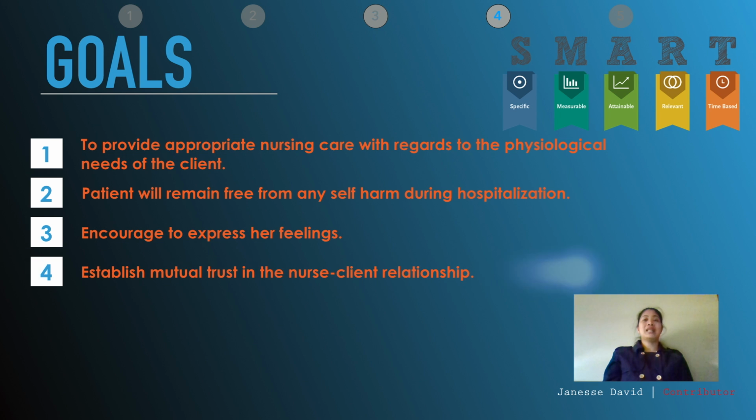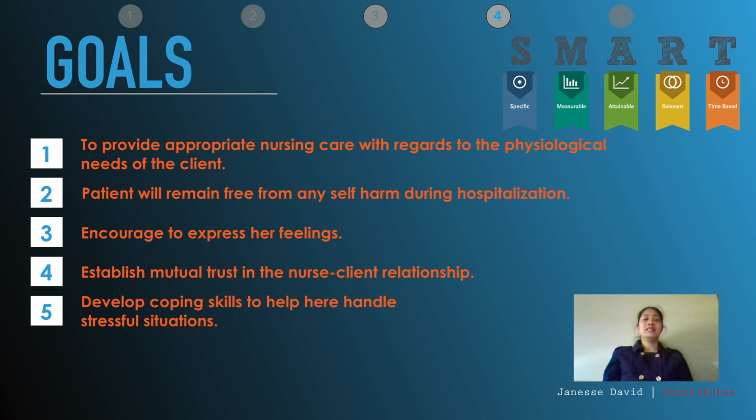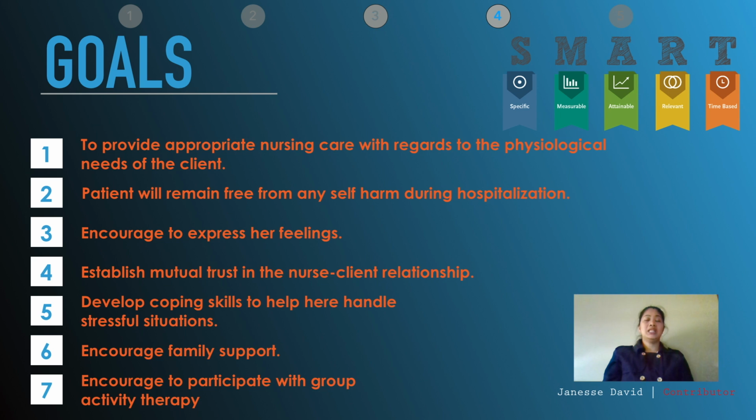Number four is to establish a mutual trust nurse-client relationship by being available and letting the person know that you care for them. Number five, goal is to develop coping skills to help her handle stressful situations, like by talking, drawing pictures, asking questions, or exploring stressful factors. Number six, goal is to encourage family support. And lastly, to encourage participation in group activity therapy.